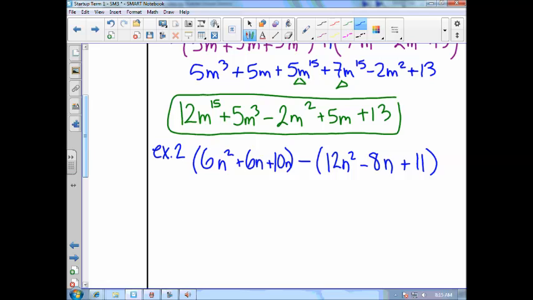Raise your hand if you see what's different about example 2 than example 1. Okay, one person's noticed. Put it out if you notice what's different between example 1 and example 2. What has changed? Take a close look if you don't have your hand up. Okay, Allison, what's changed? It's a subtraction problem. Good, we're subtracting a polynomial.